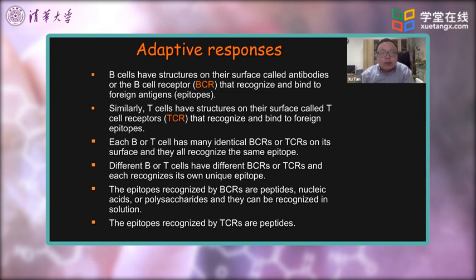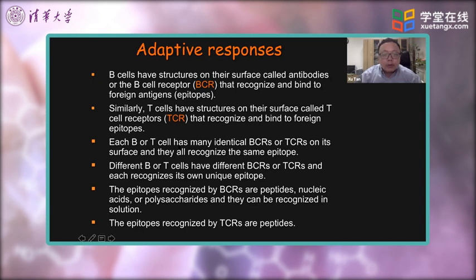Both B cells and T cells have structures on the surface called B cell receptors and T cell receptors, BCR or TCR in short. These are receptors that can recognize and bind to foreign antigens, or so-called epitopes. That really gives it the specificity of targeting different pathogens.